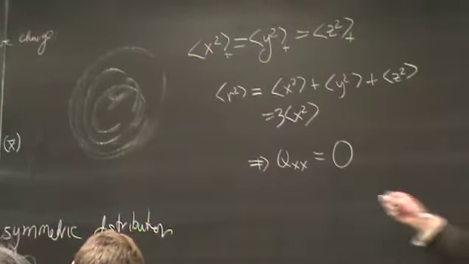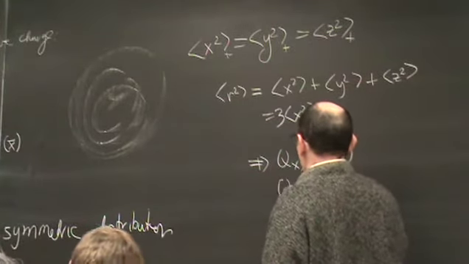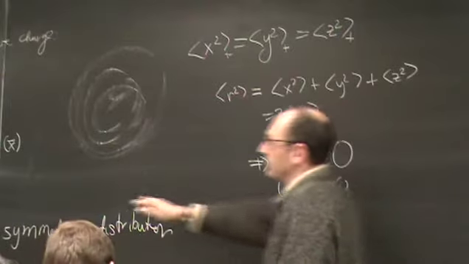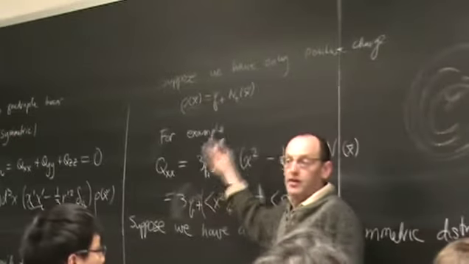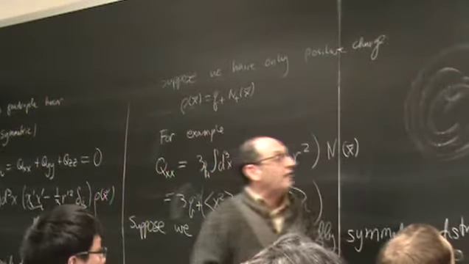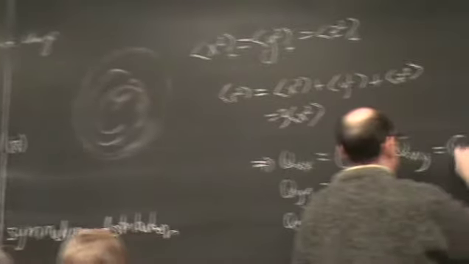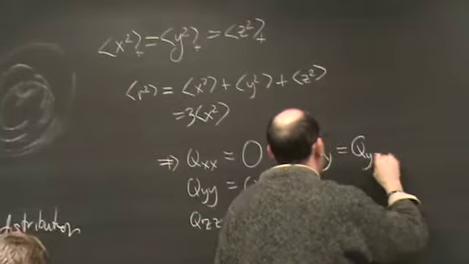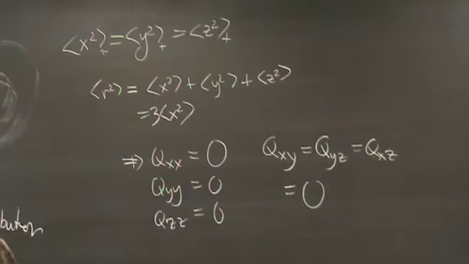In fact, it's true for all of the components. It's obviously true for Qyy. It's absolutely true for Qzz by adapting the same arguments, by substituting this as y squared or z squared, the argument would go through. And for the off-diagonal elements, it's also true, as you can quickly prove to yourself. So, if I have a spherically symmetric charge distribution, it has no quadrupole moment.